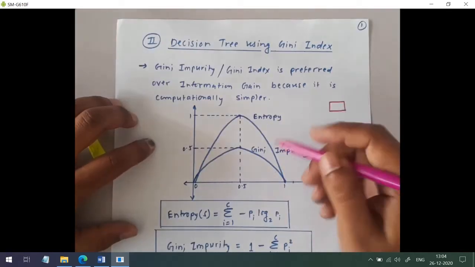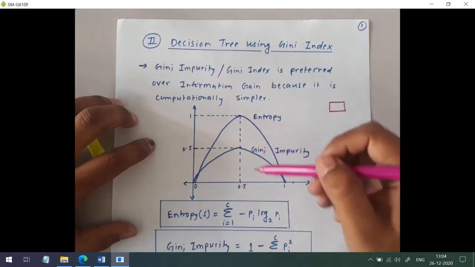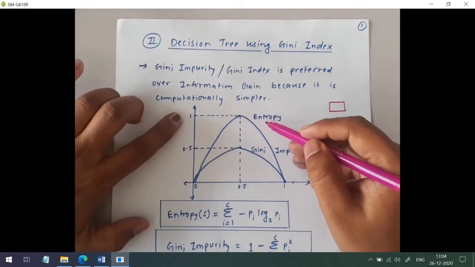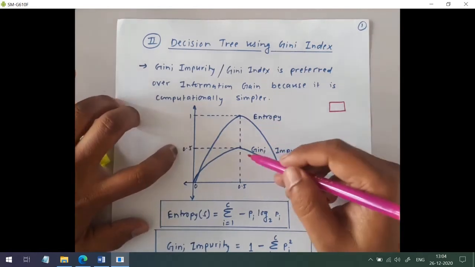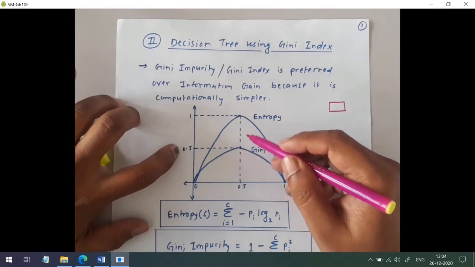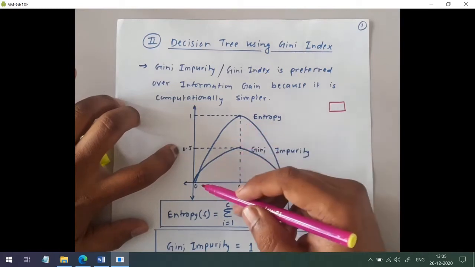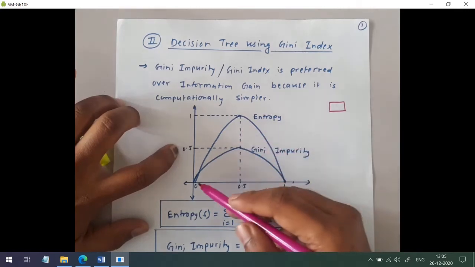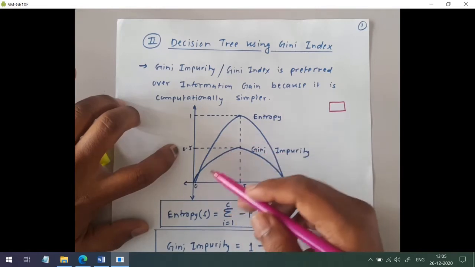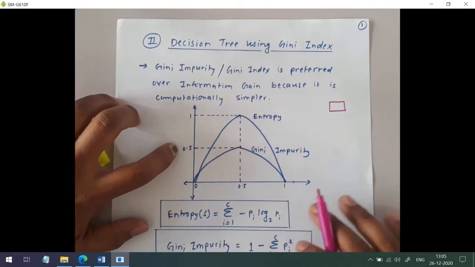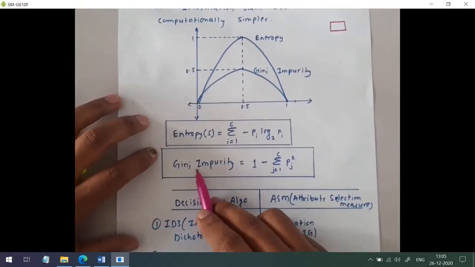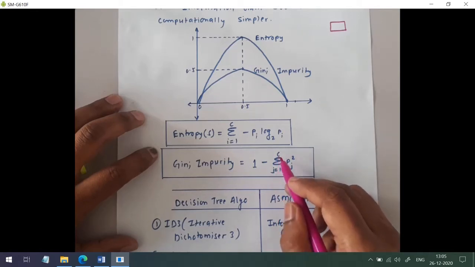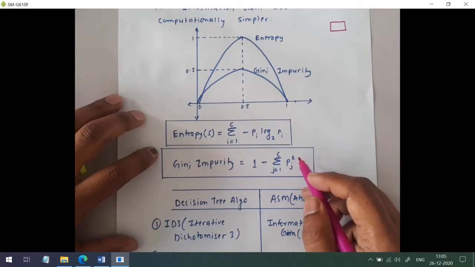You might be remembering this graph. We know that when the classes are equally probable, we get entropy as 1. In case of Gini impurity, we'll get 0.5. And if the probability of any one class is 0 or 1, then we'll get Gini as 0, just like entropy is 0. So the equation of Gini impurity is 1 minus summation from 1 to C, where C is the number of classes, of the squared probability of that class. The equation is very simple.